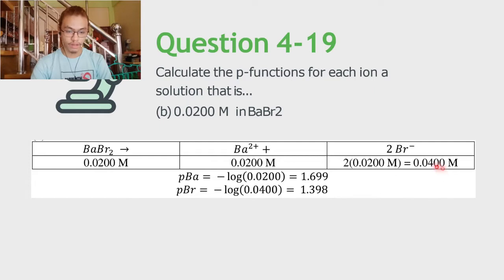Since we have the concentration of the ions now, we can solve for their P functions. For the barium ions, we have the negative log of 0.0200 M, which is 1.699. And for the P function for the bromide ions, we have the negative log of 0.0400, which is 1.398.